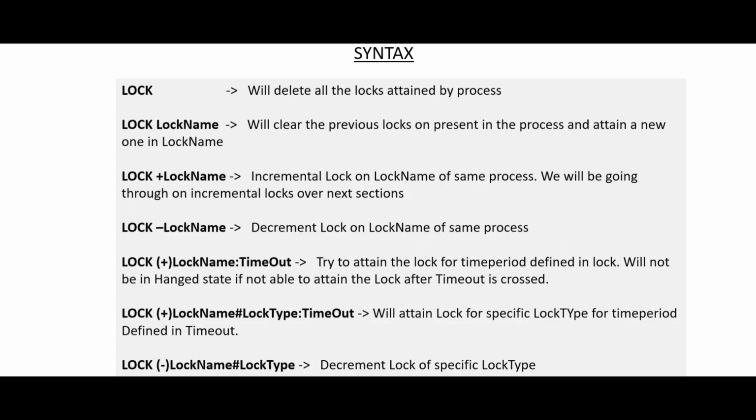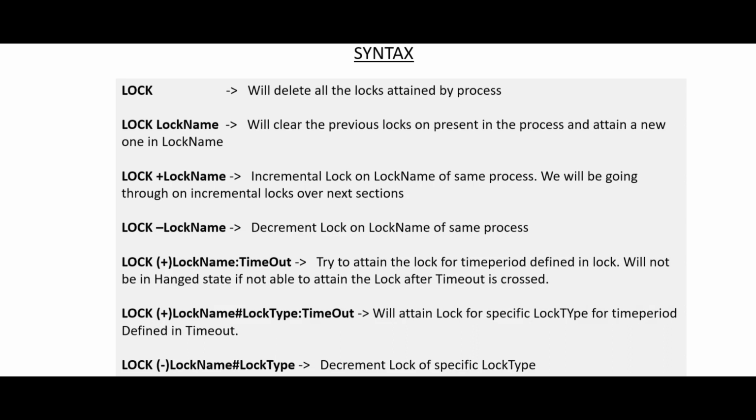So the difference between LOCK space lock name and LOCK space plus lock name is, without the plus sign there will always be a single lock on lock name. But if you use the plus sign, then multiple locks can be attained on lock name via the same process. We will be discussing this more in the further sections. LOCK minus lock name decrements locks on lock name of the same process. We will be discussing this also.